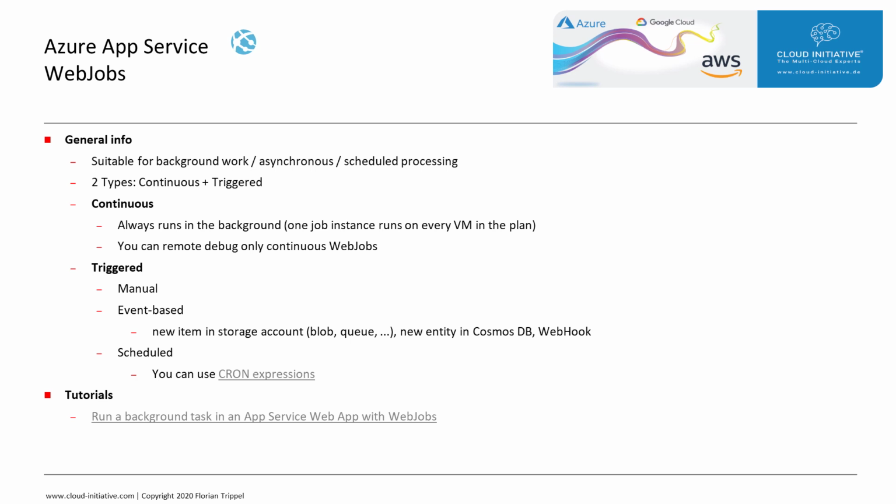Before we close this lesson, let's visit the web jobs. Web jobs are suitable for background work, including asynchronous, event-based and scheduled processing. Web jobs come in 2 flavors, continuous and triggered. For continuous web jobs, we have that one job instance runs on every VM in the plan. Also important to remember is that you can only remote debug these continuous web jobs.